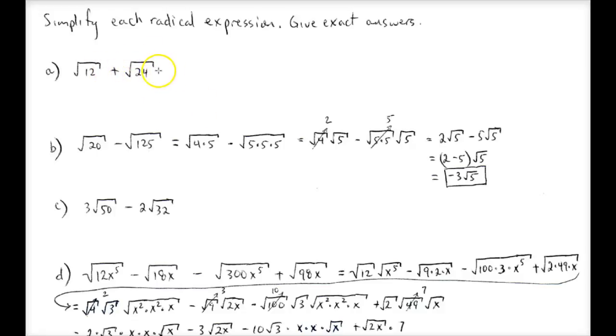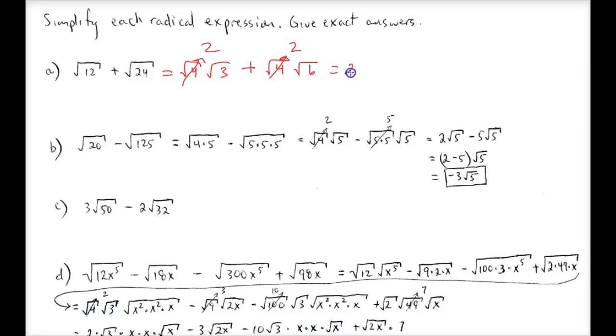So we know that square root of 12 can be rewritten as square root of 4 times square root of 3. And we also see here that square root of 24, we could rewrite that as square root of 4 times square root of 6. We could do it like that. We know that square root of 4 is just 2.